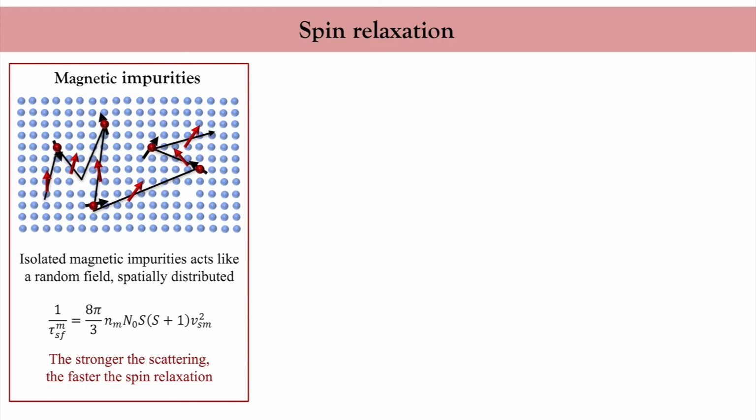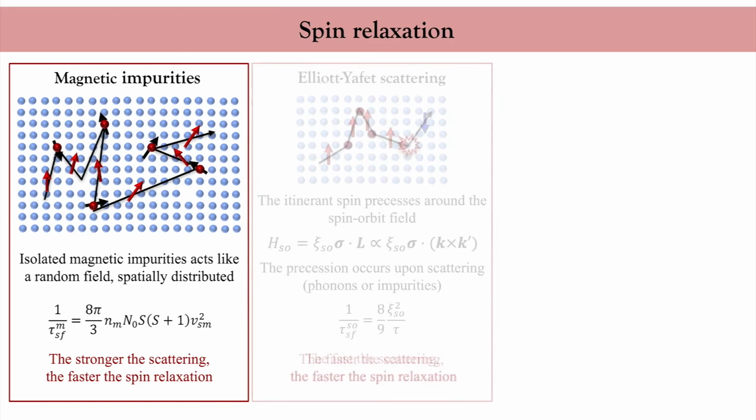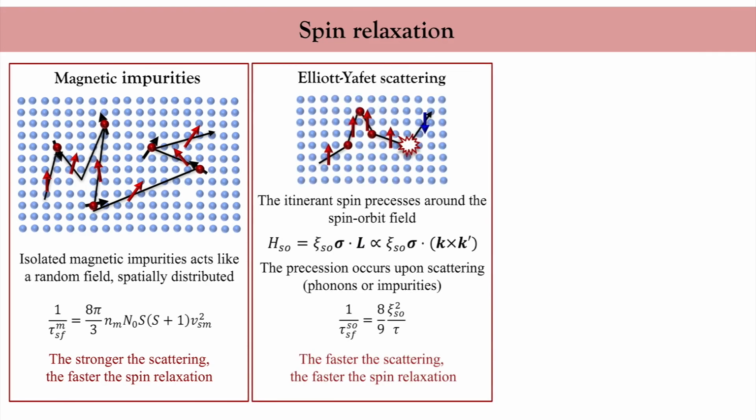Now let's consider another important class of effects, the Elliott-Yafet scattering. This one does not involve magnetic impurities, but only scattering against non-magnetic defects and phonons. Because there is spin-orbit coupling in the band structure, the electrons have a finite probability to flip their spin upon scattering. We are still in the first case discussed above. The faster the scattering, the faster the relaxation.